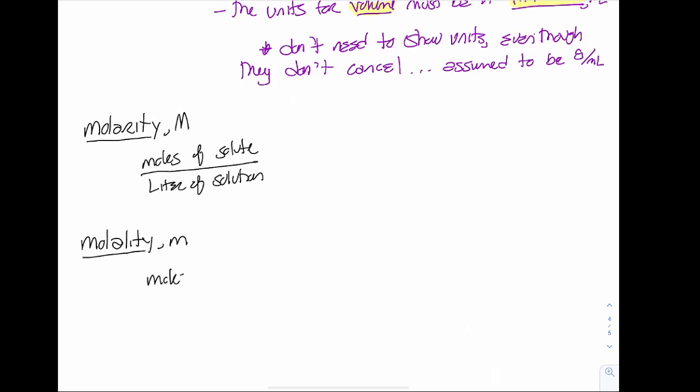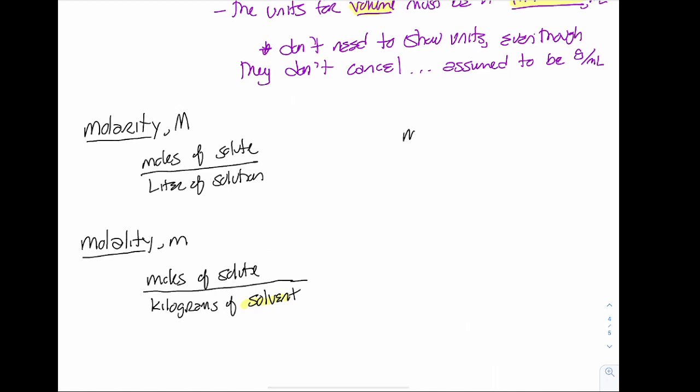It's going to be moles of solute. And then this is the one that's different on the bottom. It's going to be kilograms of solvent. Again, it's the only one that has solvent on the bottom. And then it's kilograms also, which is a little bit different. We don't have a lot of things where we're using kilograms. So molarity, moles of solute per liter of solution. Molality, moles of solute per kilogram of solvent.